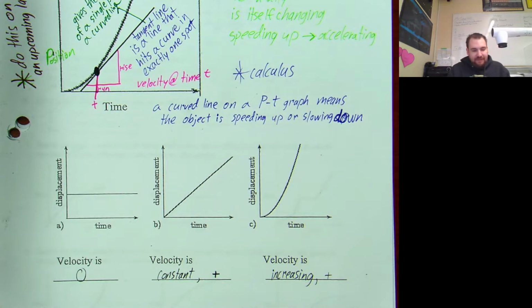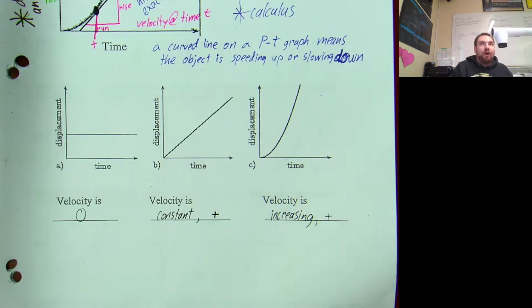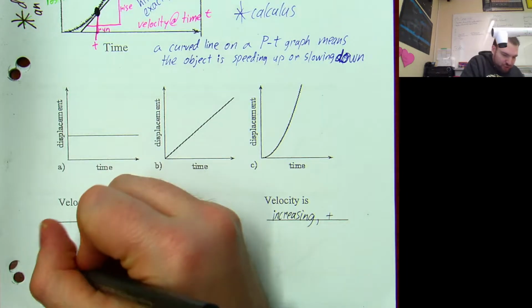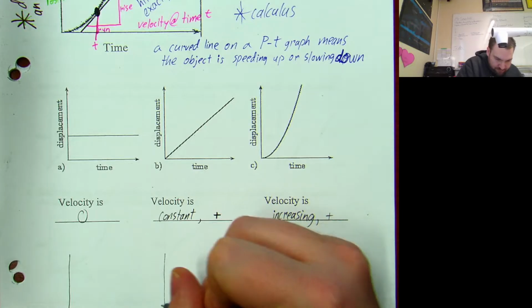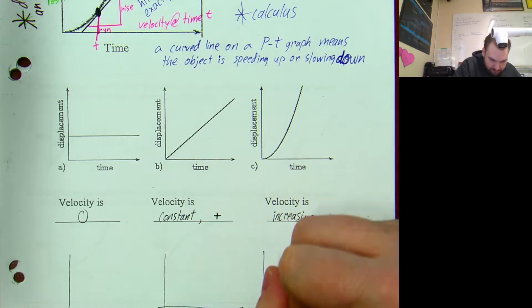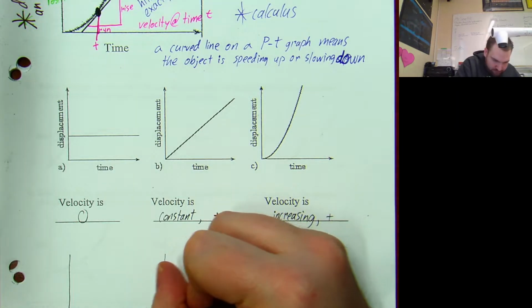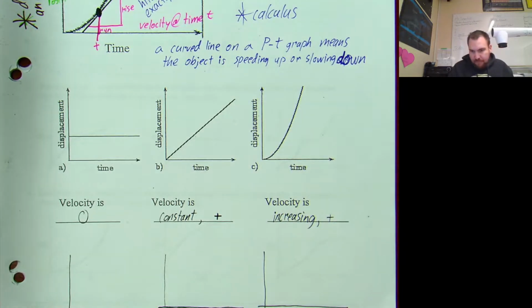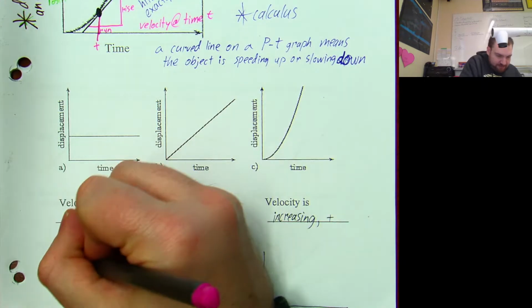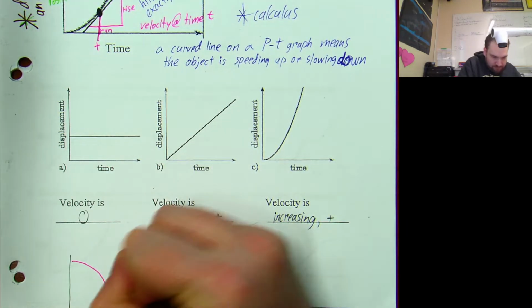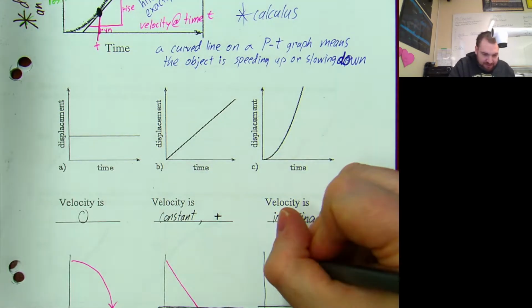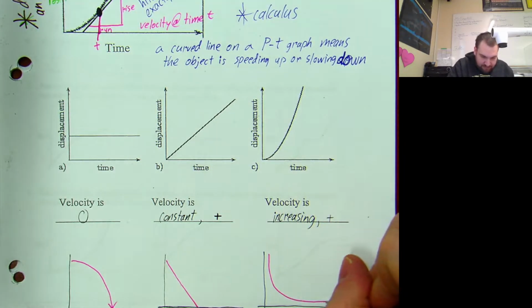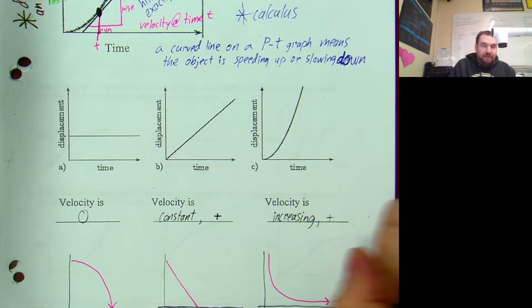Cool. Beneath it, we're going to draw 3 more. So draw me 3 more sets of axes. And then one of these graphs is going to look like this. One of them is going to look like this. One of them is going to look like this.